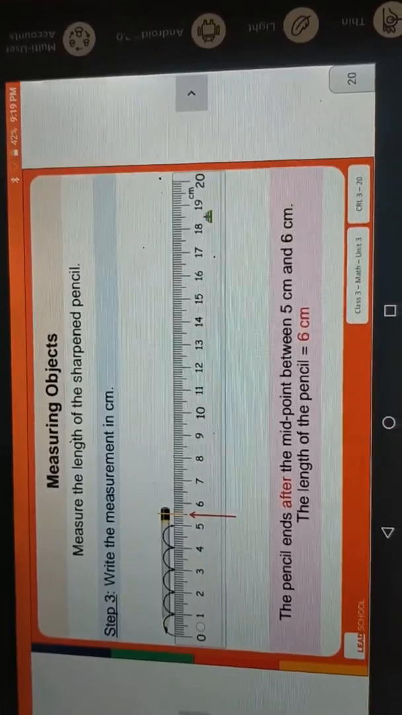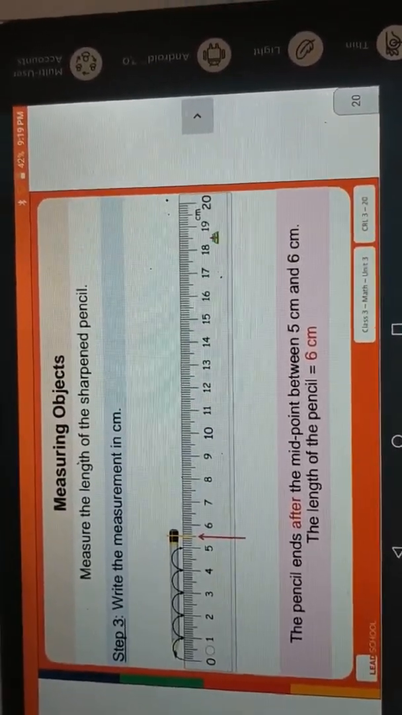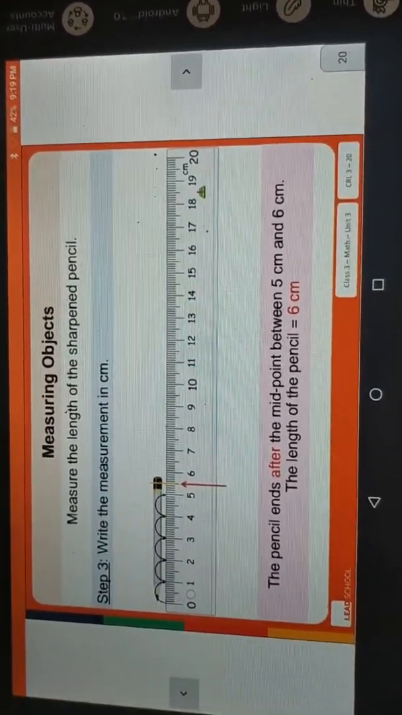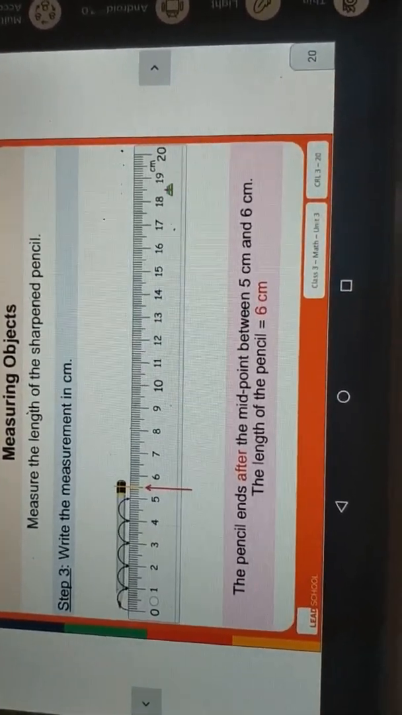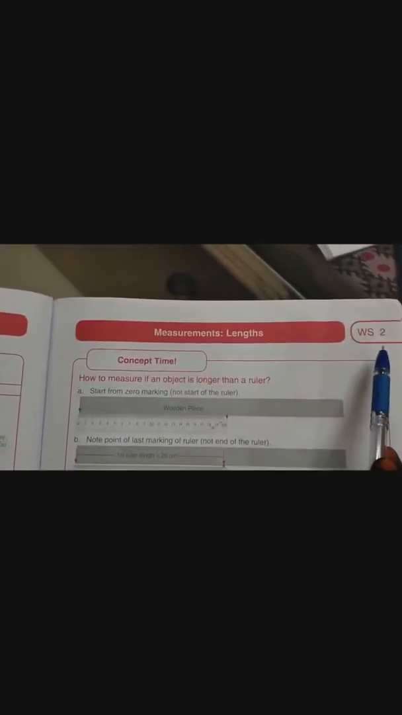Okay students, so now we'll start unit number 1. In that unit we'll start worksheet number 2. Okay students, I hope you all understand this. Now we'll start our worksheet. Okay everyone, we'll start that worksheet. So students, now we'll start worksheet number 2.